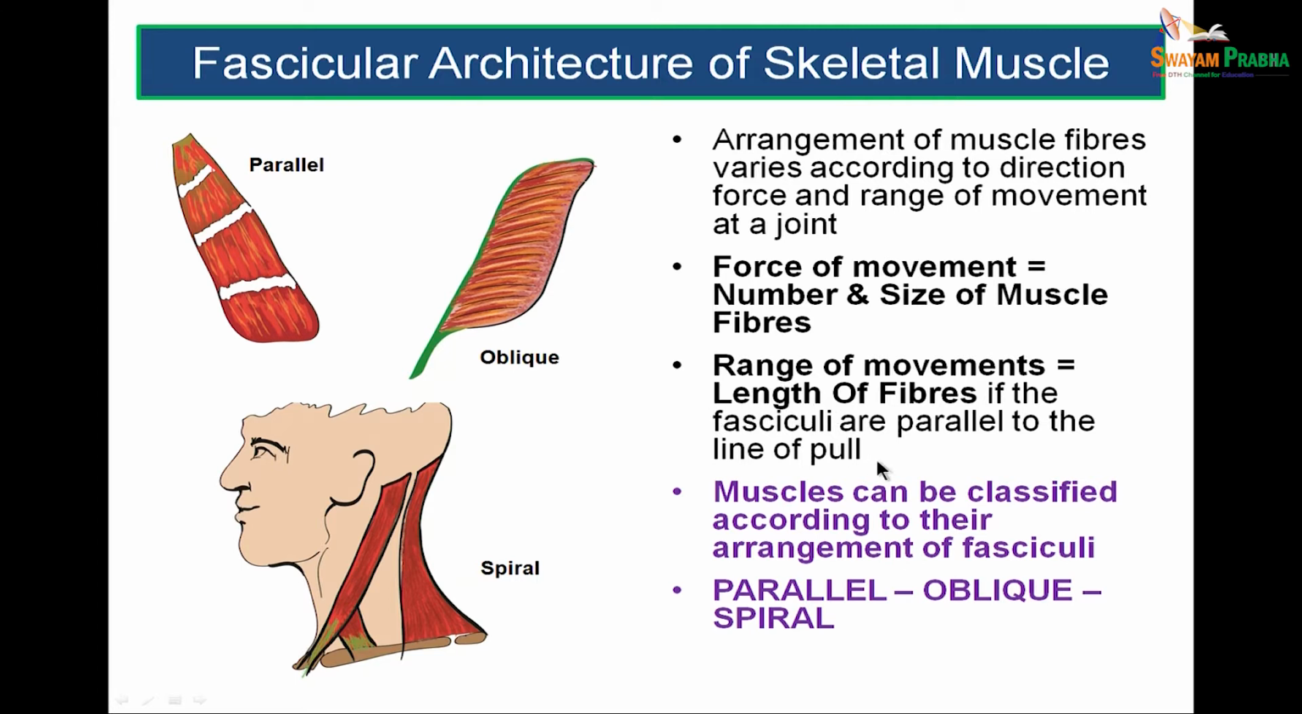So muscles could be classified on their arrangement of fasciculi into parallel fasciculi, oblique fasciculi and spiral fasciculi. So here you see parallel fibers parallel to each other. These are oblique to the long axis of the muscle, and then here you have spirally arranged muscle.